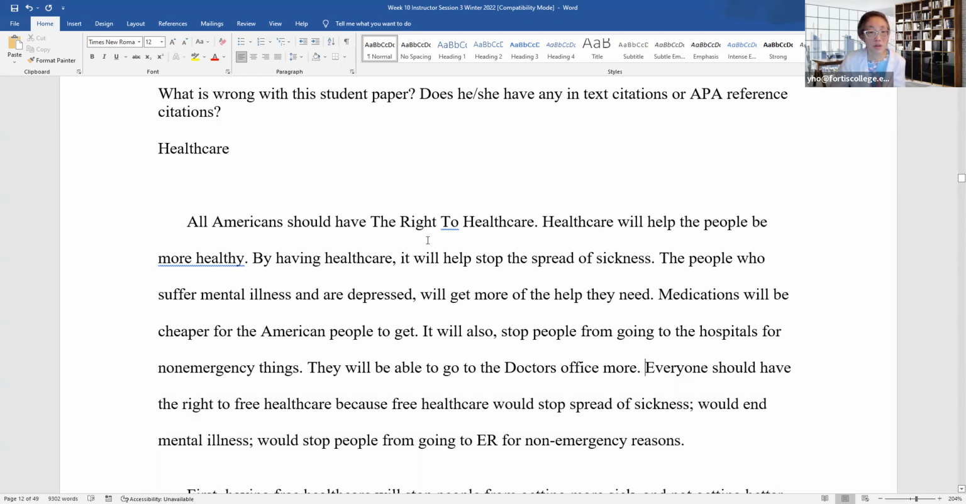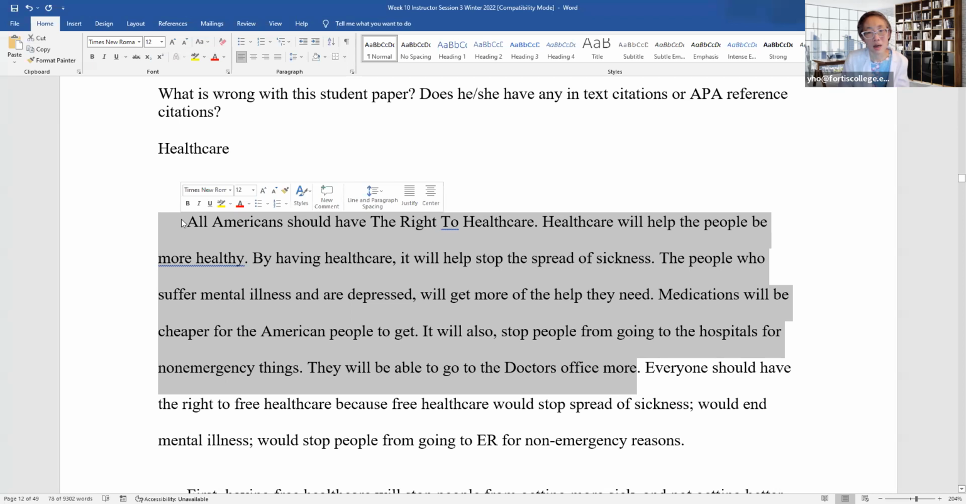So you can either use somebody's case study, or you could use turnabout. In other words, mention the other side. Okay, this is what I meant about engaging the opposition. You could get rid of all of this, all right? And then you could write, many people think that free healthcare is like welfare, and that people should pay their own way, and that taxpayers should not have to pay for other people's health. Some people think that will make people too dependent on others. However, and then you pivot over into everyone should have free health care because it would stop the spread of sickness, it would end mental illness, and it would stop people from going to the ER for non-emergency reasons.